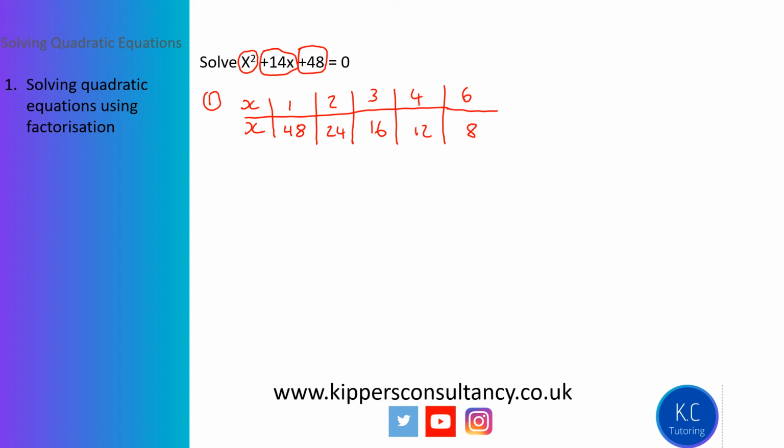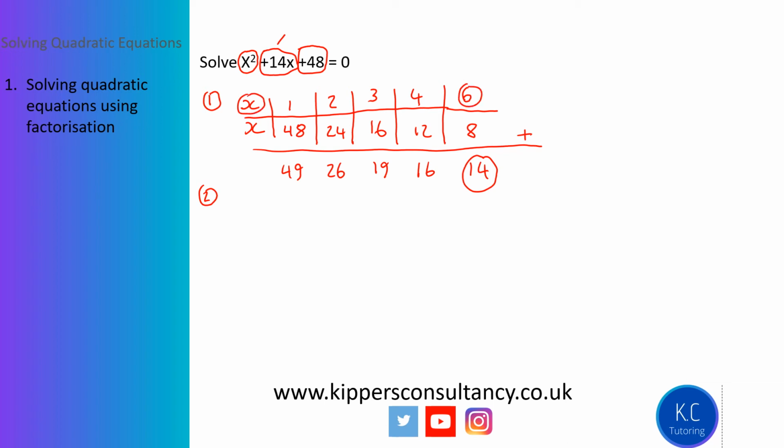Okay, the next step is to add these terms together. So 1 and 48 is 49, 2 and 24 is 26, 3 and 16 is 19, 4 and 12 is 16, and 6 and 8 is 14. Clearly, we can see that this here matches our x term here. So these are the values that we will put into our brackets.